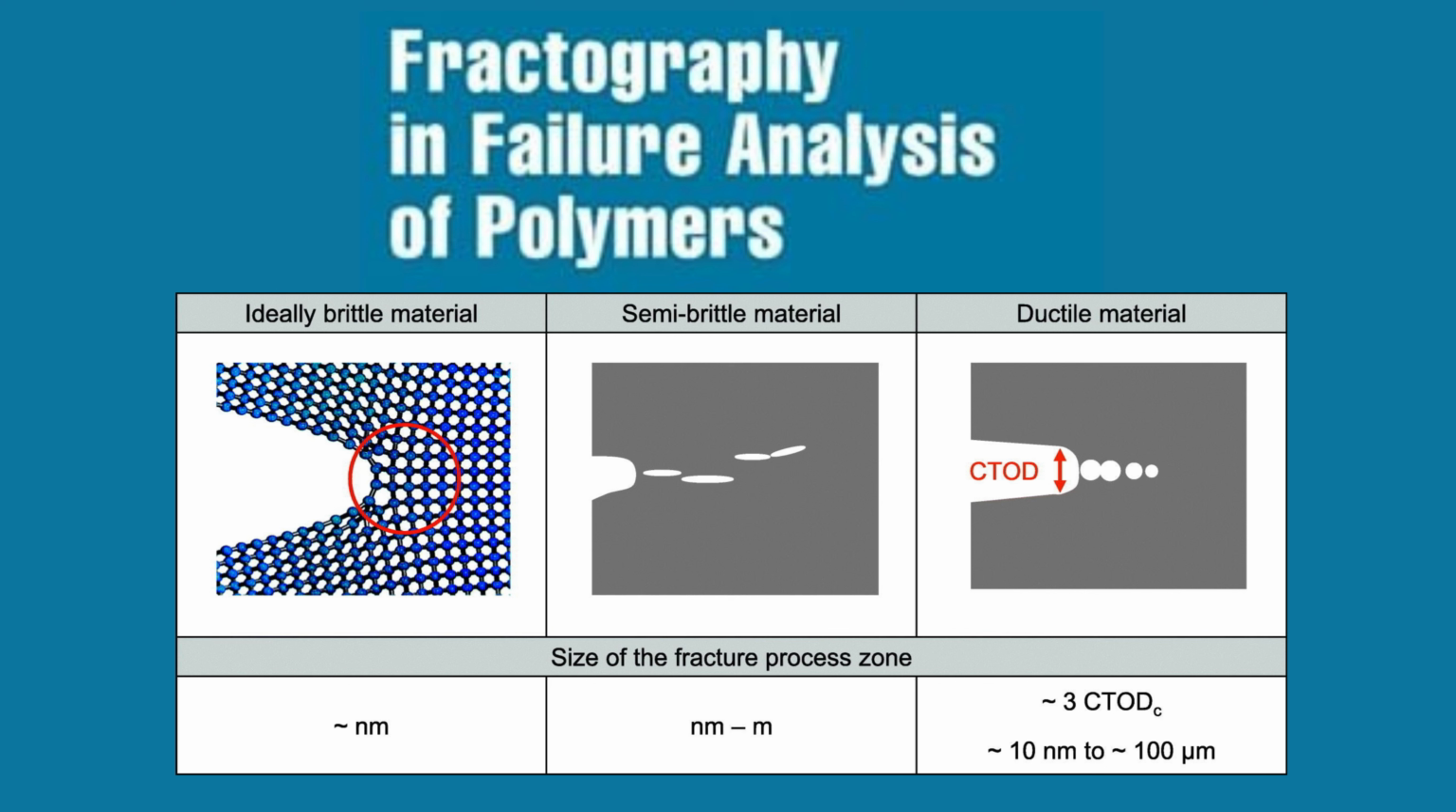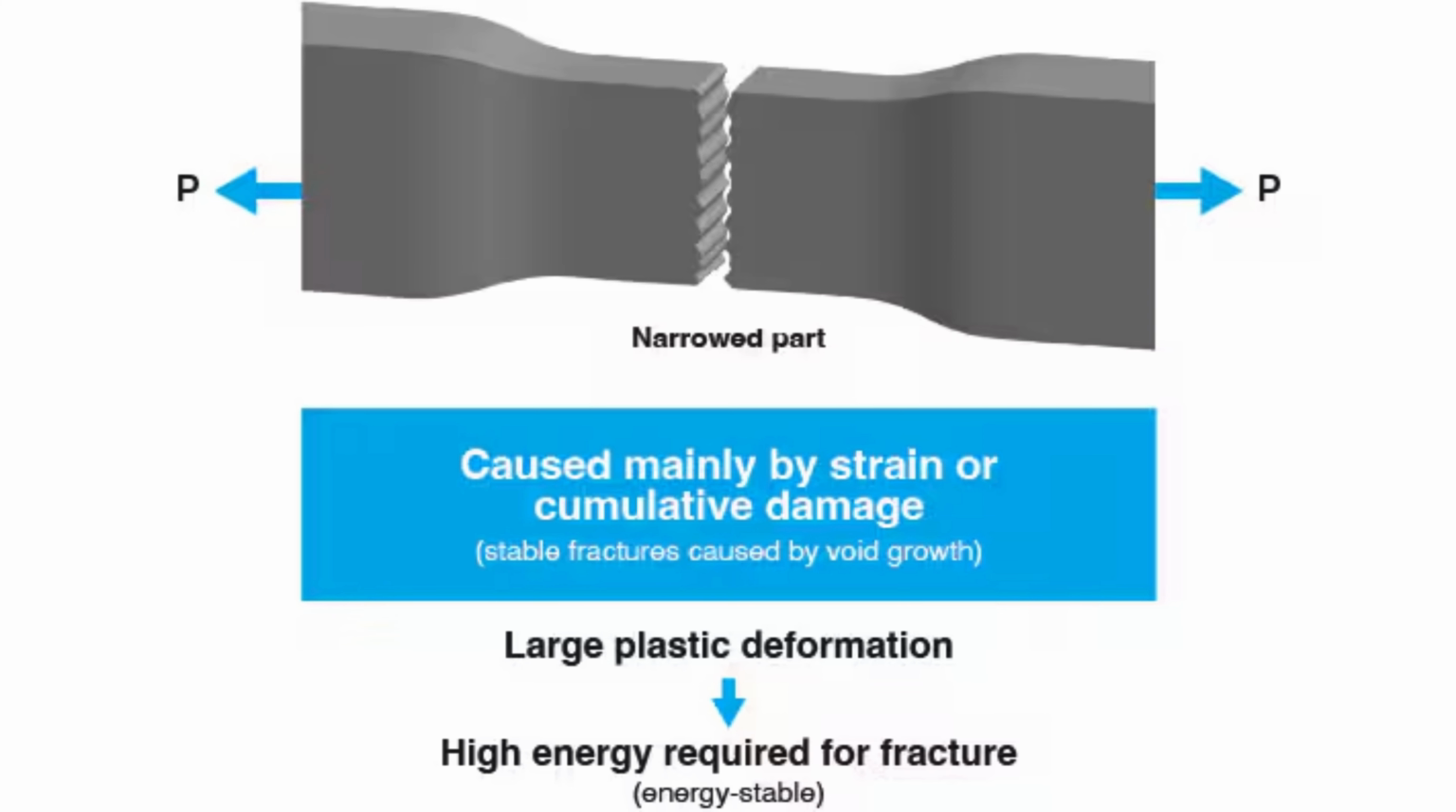By analyzing surface features (mirror, mist, and hackle regions for brittle fractures) and correlating them with material properties and service conditions, engineers pinpoint root causes like overloading, material defects, design flaws, or chemical exposure to prevent future failures.